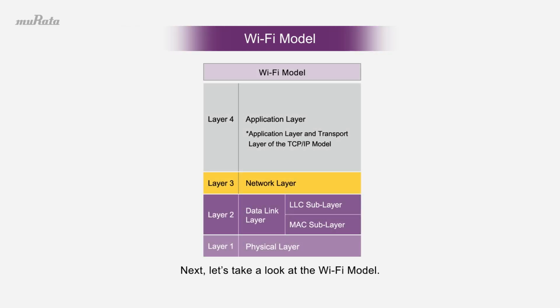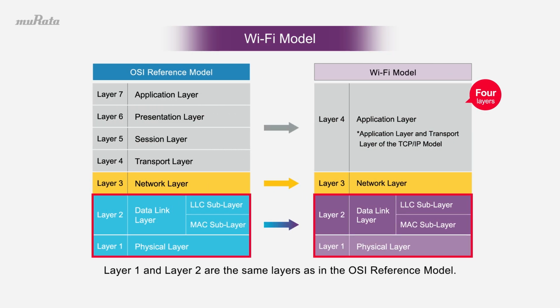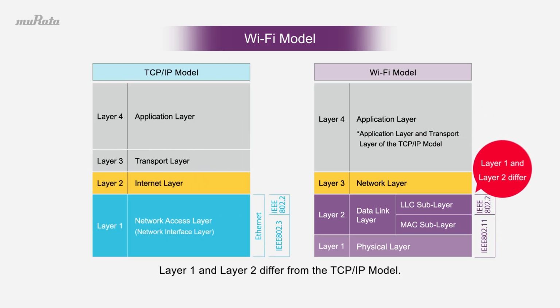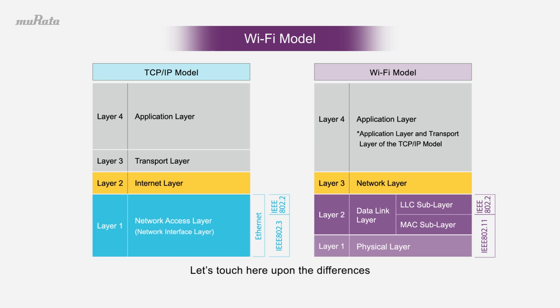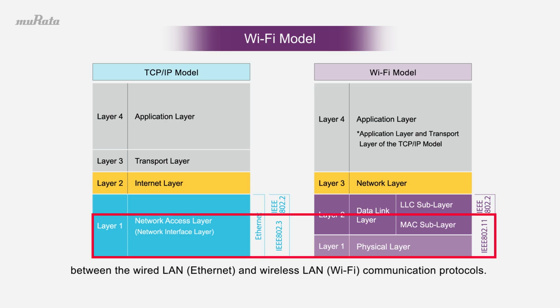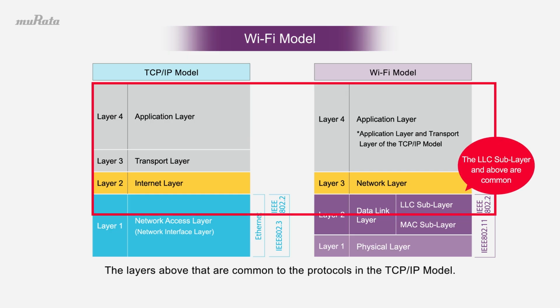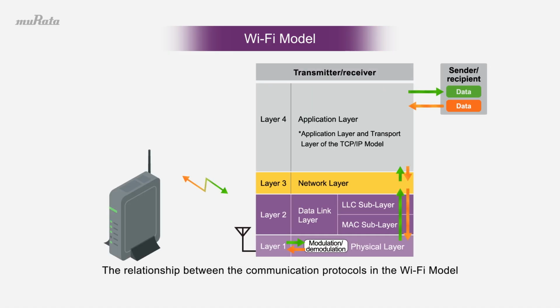Next, let's take a look at the Wi-Fi model. This model is also comprised of 4 layers. Layer 1 and Layer 2 are the same layers as in the OSI reference model. Layer 1 and Layer 2 differ from the TCP/IP model. Let's touch here upon the differences between the wired LAN and wireless LAN communication protocols. Only the physical layer and the MAC sublayer are different. The layers above that are common to the protocols in the TCP/IP model. The relationship between the communication protocols in the Wi-Fi model and the movement of data during data communication can be visualized as follows.